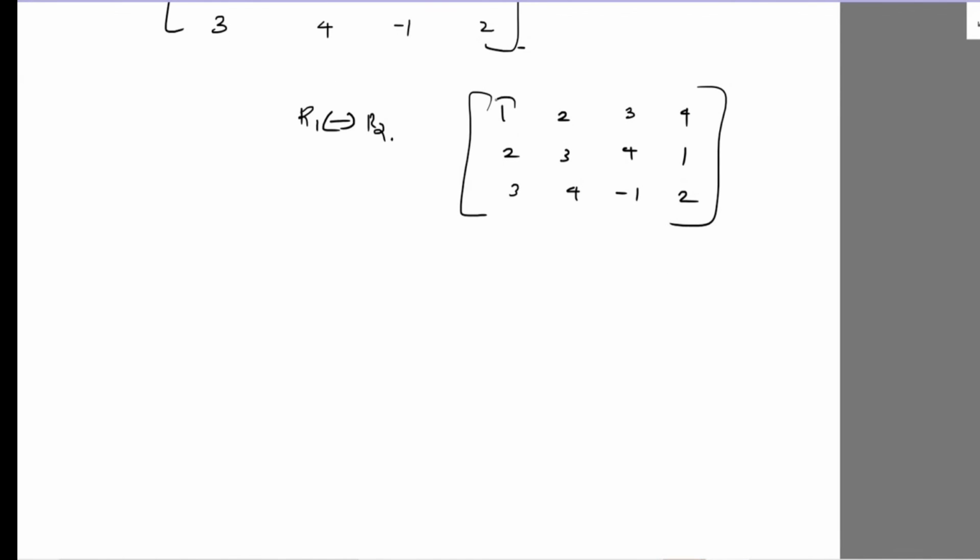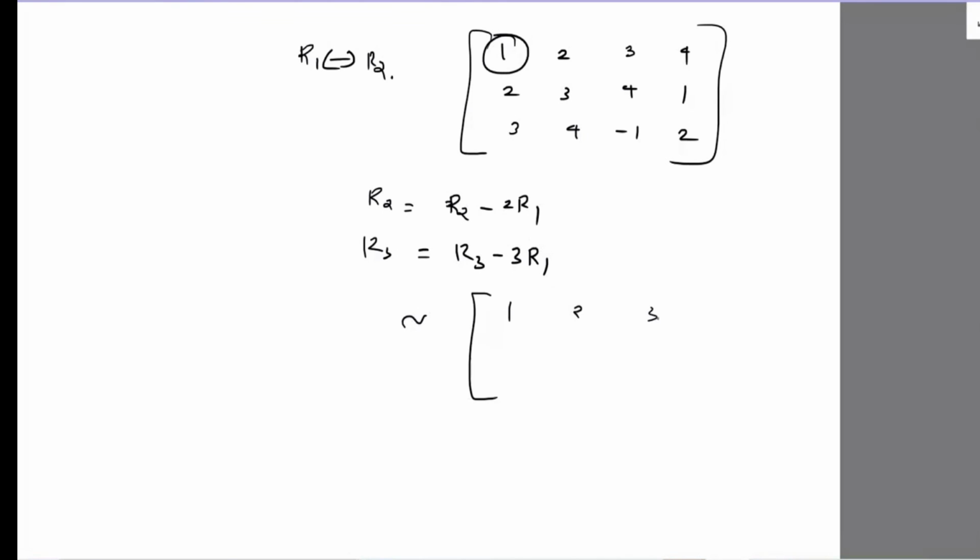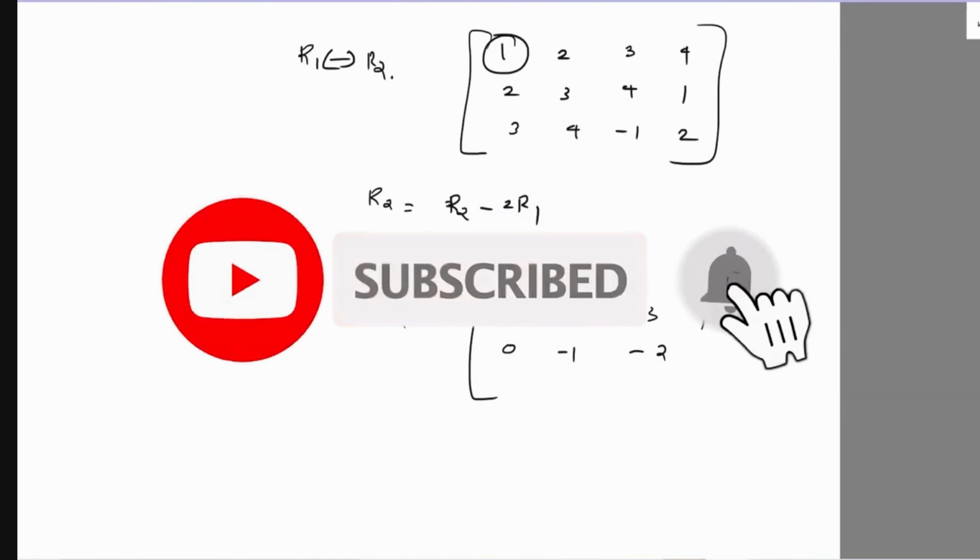Now we can mark the first leading coefficient, which is 1 here. So we can make all the vertically down elements as 0 very easily using some simple operations: R2 equal to R2 minus 2 R1, and R3 equal to R3 minus 3 R1. So this reduces to 1, 2, 3, 4; 0, 3 minus 4, which is minus 1, 4 minus 6, that is minus 2, 1 minus 8, that is minus 7.